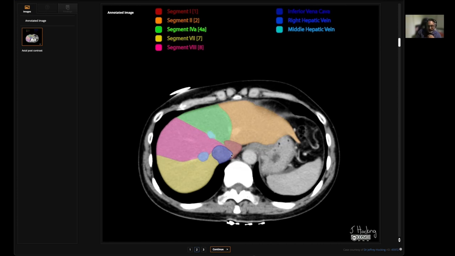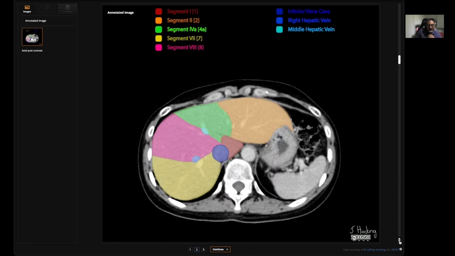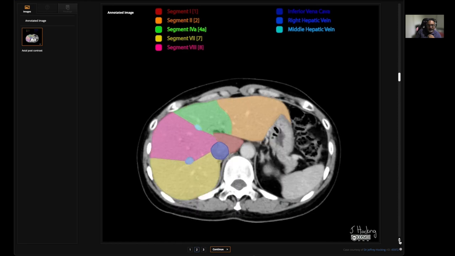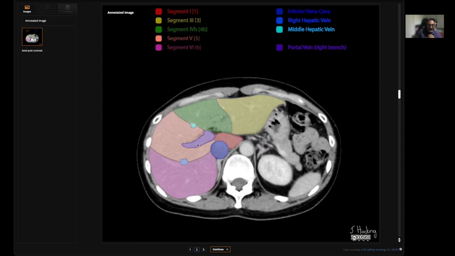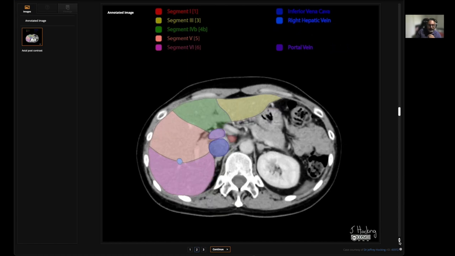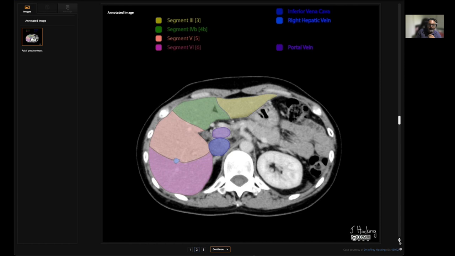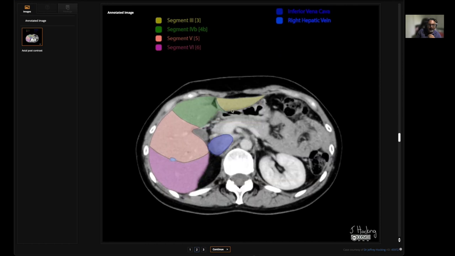Oh, that's segment 1, sorry, the caudate lobe is visible right here, that's segment 1 right there, and as it goes more inferiorly, you're going to see the portal vein show up. That's the left branch, that's the right branch of the portal vein, and now the segments will change. That's the portal vein main trunk, and now the segments will actually, that's segment 3, that is 4B, that is segment 5, and that is segment 6.